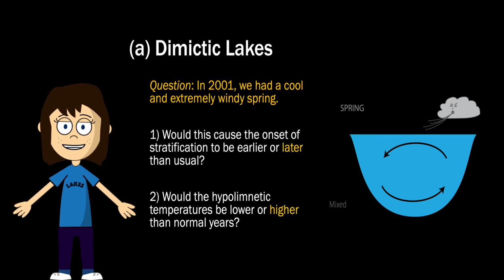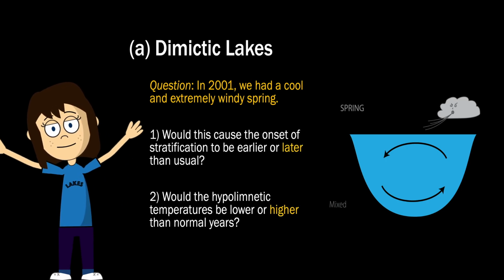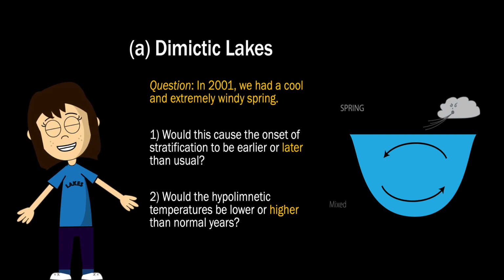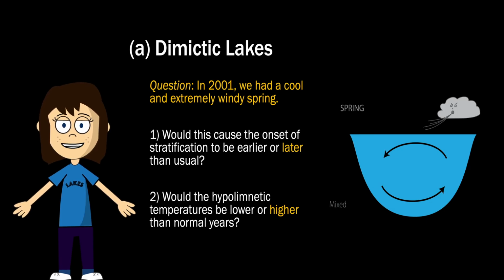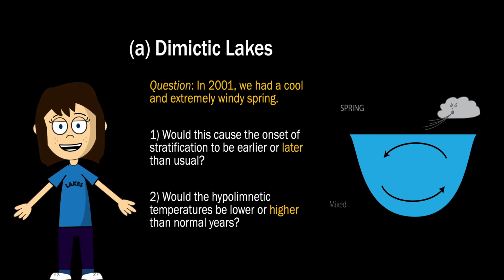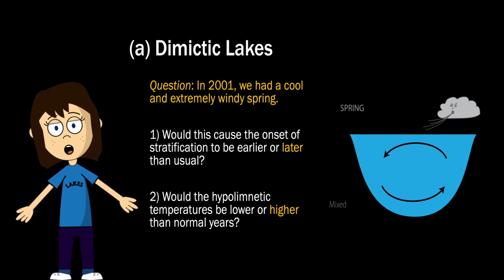If you said later than usual, you're correct. Cold temperatures and wind are both effective at keeping a lake fully mixed, and so it would take longer for the lake to stratify. But because of this, there's more time for the hypolimnion to gain heat, and so often, during years of late stratification, the hypolimnetic temperatures are warmer than average.